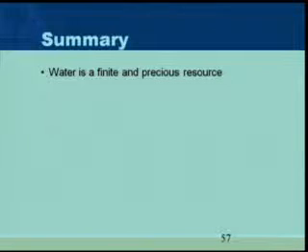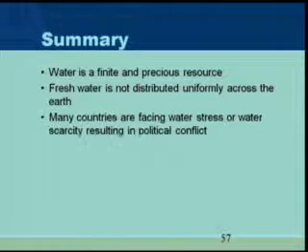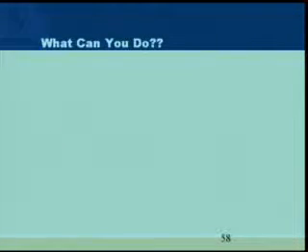So I'd leave this with you, that water is a finite and precious resource. We take it for granted in the United States, and it has driven our economy, but we really need to be aware of that. And fresh water is not distributed uniformly across the earth. Therein lie the challenges that we're addressing. And it's not only just drinking water, but there are agricultural issues, and we didn't get into energy and all the other ones that are going forward in there. Many countries are facing water stress or water scarcity that can create political conflict, and we have to deal with that as well. So what can you do?